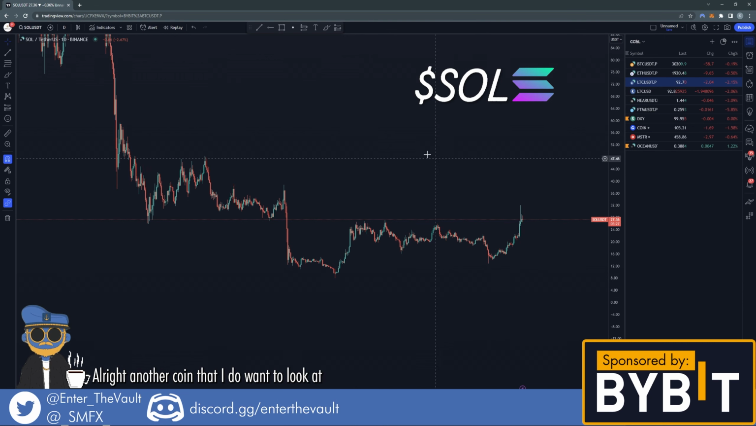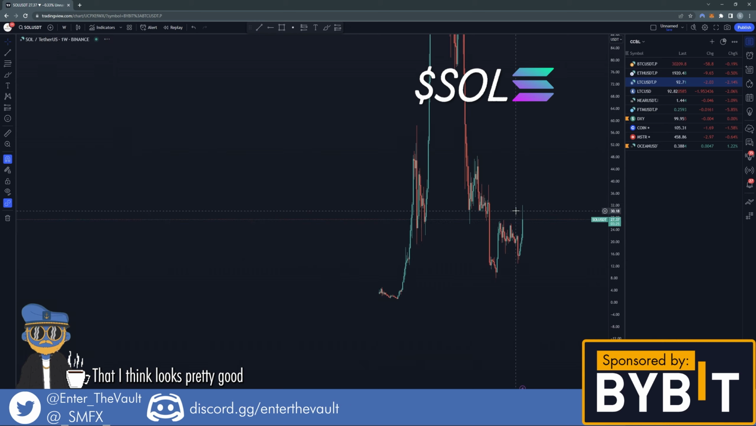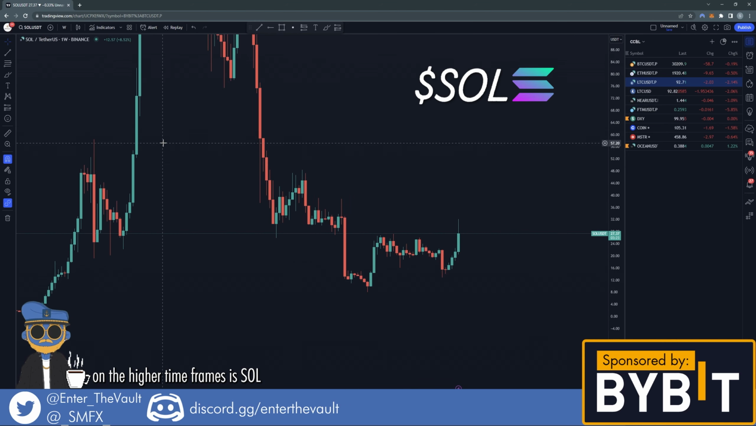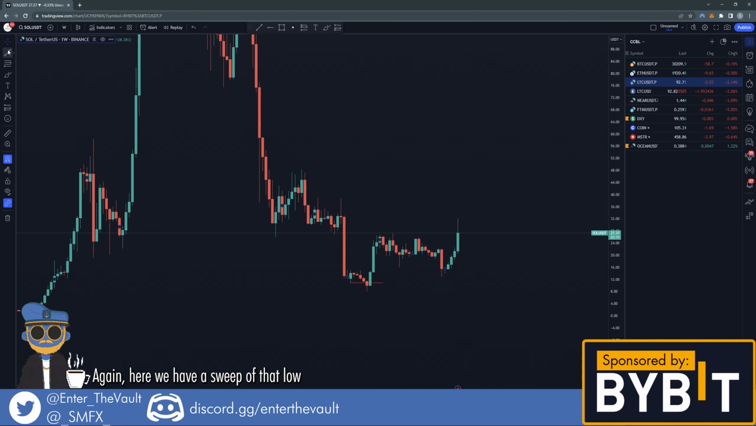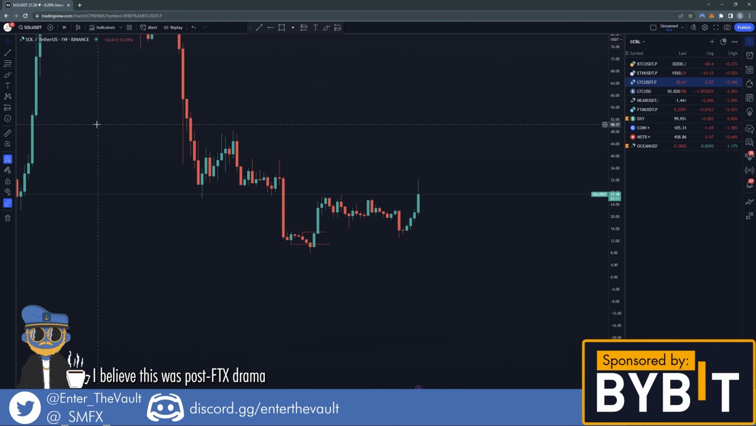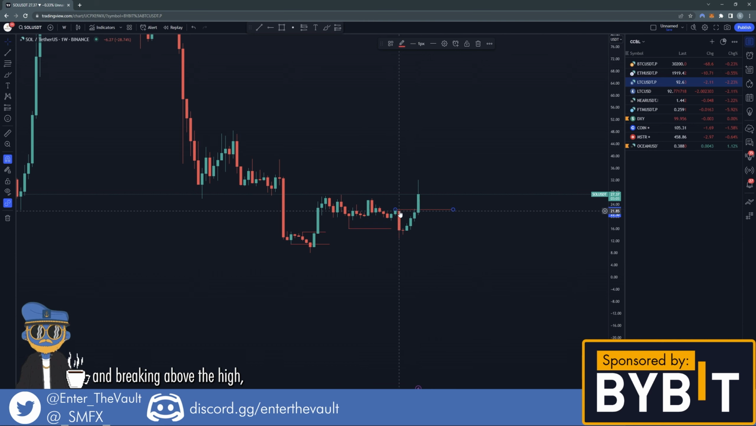All right, another coin that I do want to look at that I think looks pretty good on the higher time frames is SOL. Okay, so really simple stuff. Again here, we have a sweep of that low followed by a break of the high. So after the big leg down, I believe this was post FTX drama, we then have some accumulation. So sweeping out the low, breaking above the high, and then sweeping out all of these lows and breaking above the high.